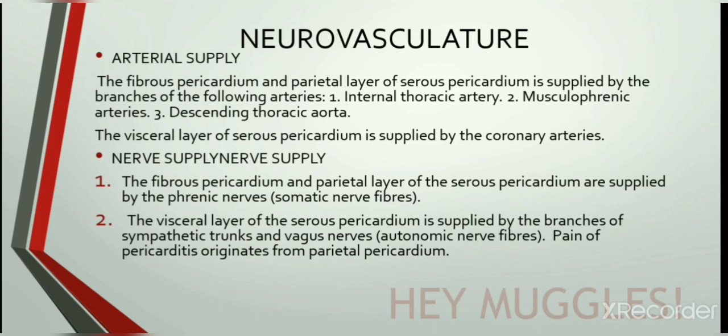And the pain of pericarditis. What is meant by pericarditis? Whenever there's the word itis, it means inflammation. So pericarditis is inflammation of the pericardium. The pain of pericarditis first originates from the parietal pericardium. As we saw earlier, the parietal pericardium is sensitive to pain and the visceral layer of the serous pericardium is insensitive to pain. So with this we end this video.